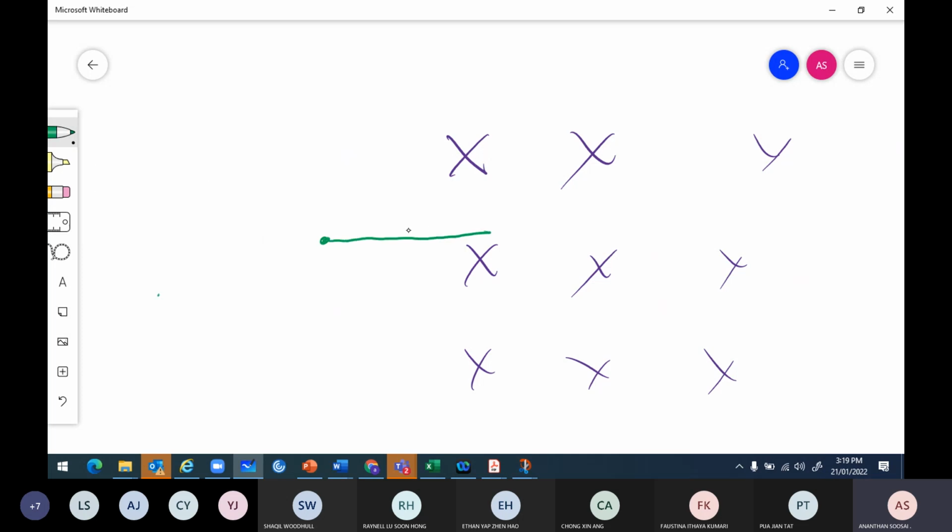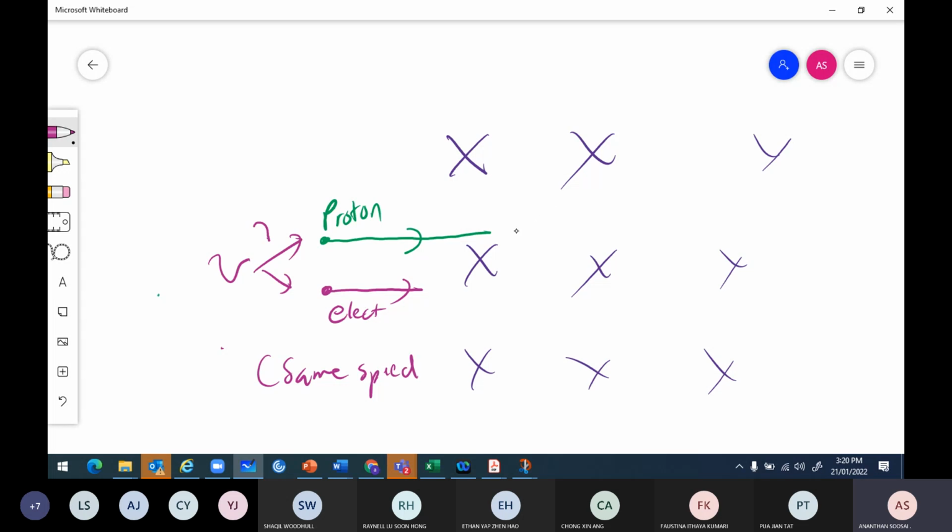Two charged particles. Okay, this is a proton, and another one down here is an electron. They enter this magnetic field. Both the proton and the electron enter the magnetic field with the same speed. Now the question is, can you draw the pattern, the path made by the proton and electron in this diagram?